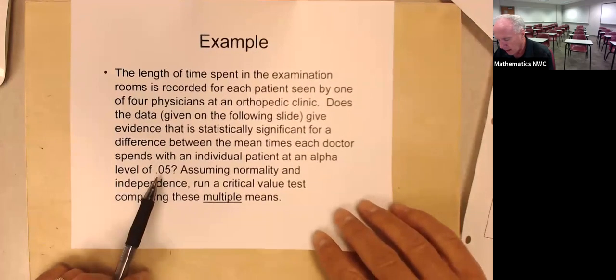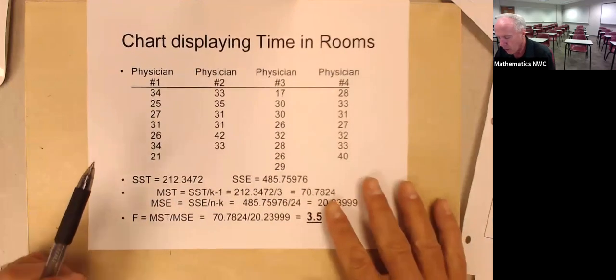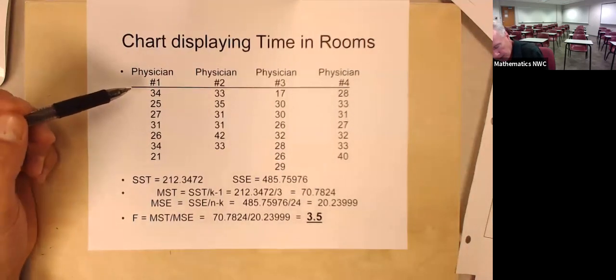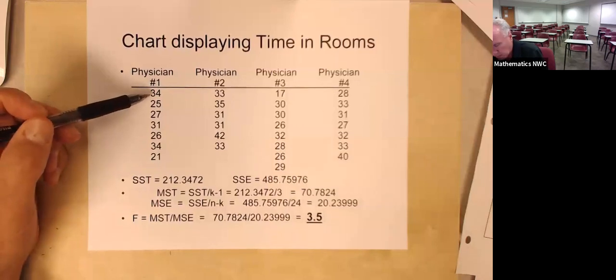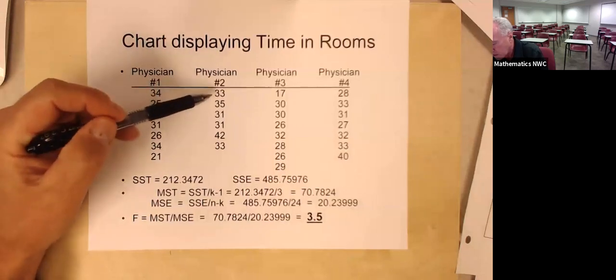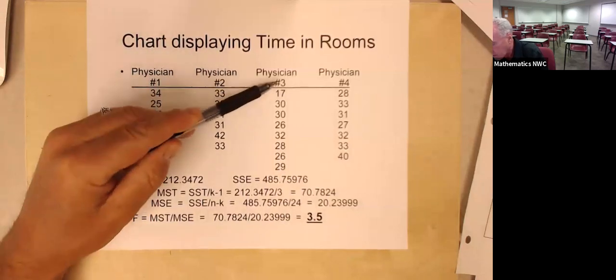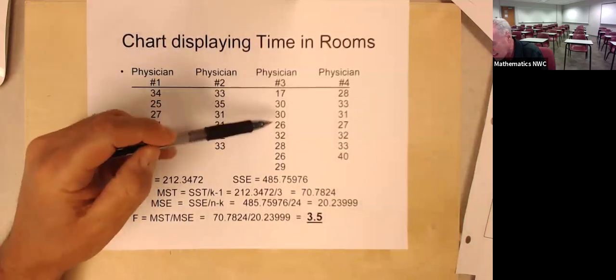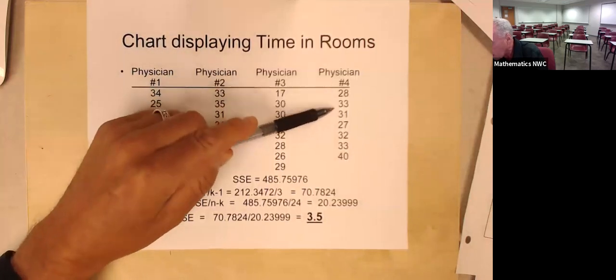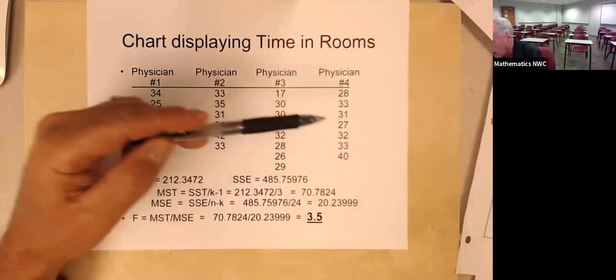So here's the data. Keep in mind, I'm running at an alpha level of 0.05. I'll come back to that. Here's the data. Physician 1 apparently met 1, 2, 3, 4, 5, 6, 7 patients that day. And the first patient, there was 34 minutes for that patient, 25 minutes for the second, etc. Physician 2 spent these amounts of time. Physician 3 met more patients. It doesn't necessarily mean that he spent less or more time, or she did. Physician 4 also had this many visits.